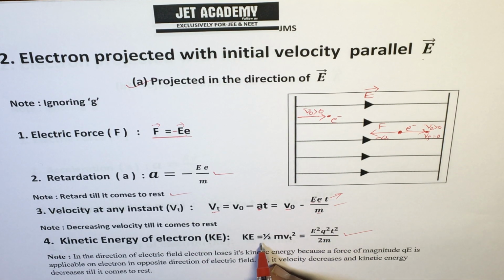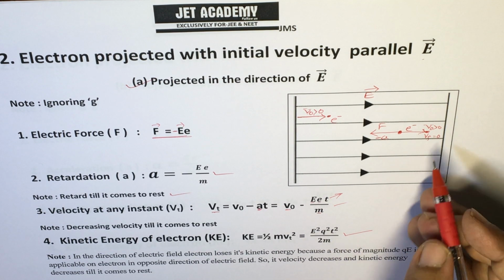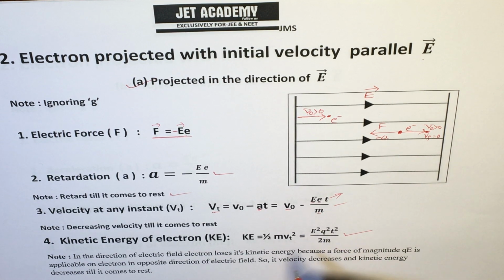What is that? Here we substitute whatever the velocity is at time t. We are going to calculate E square q square t square by 2m, that is 1 by 2 m v_t square. If you calculate the velocity at any given instant of time, the kinetic energy will automatically come.